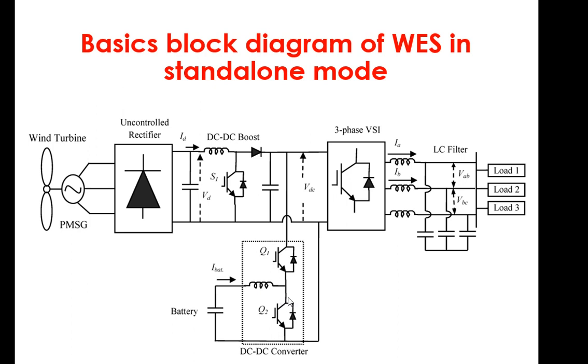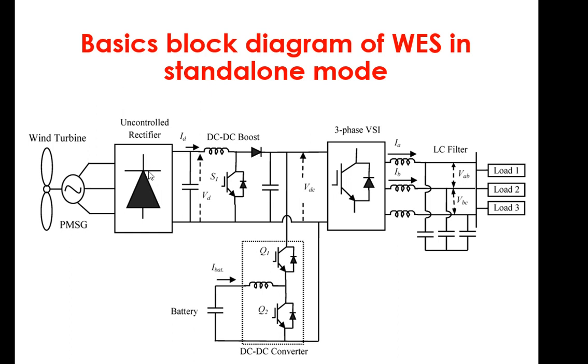So the question is, if you have a Q2, what is the need of this? Because when this switch is off, this will be on. At that time the inductor energy will be freed, and this diode will act as reverse biased. Then this is for 3-phase operation.